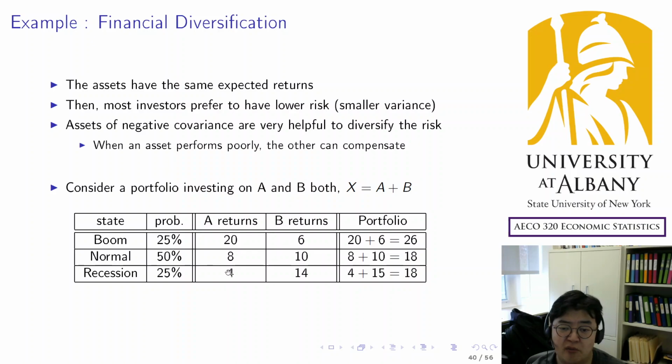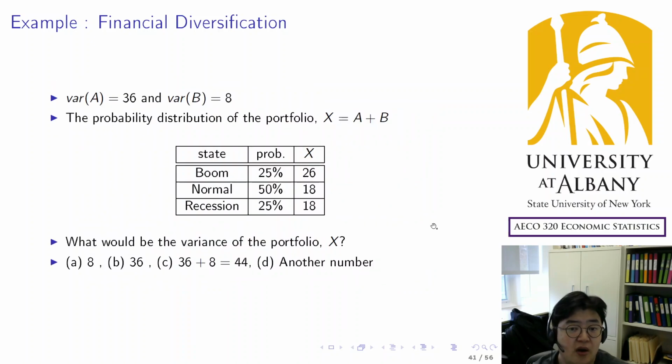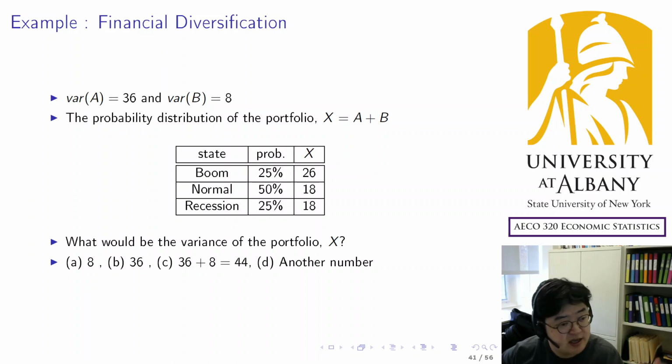So when the economy is normal, 18, in recession, 18. This is the new portfolio, and the probabilities are like these, okay? So the probabilities are the same, but now the portfolio returns are the sum of A and B. Now what I'm going to do here is ask you to calculate the variance, because we are interested in the risk. The expected return is already fixed, 10, right, for both assets. So we would like to study the variance.